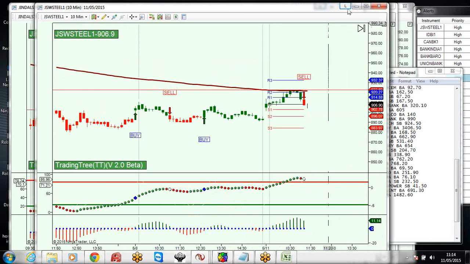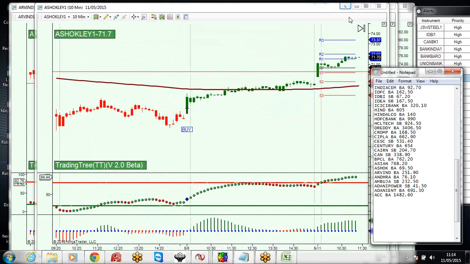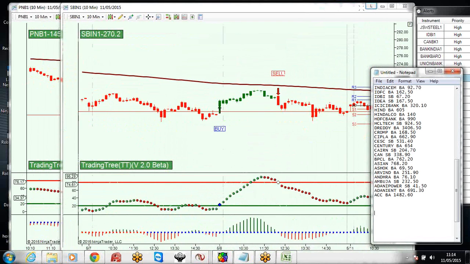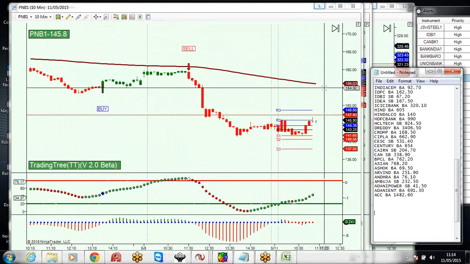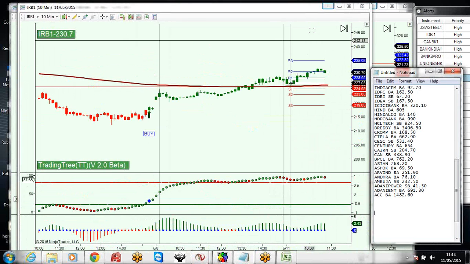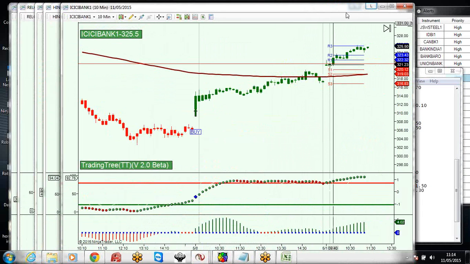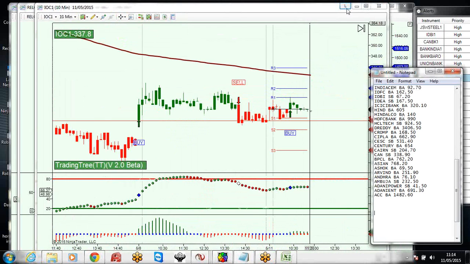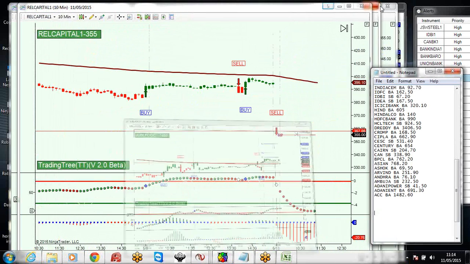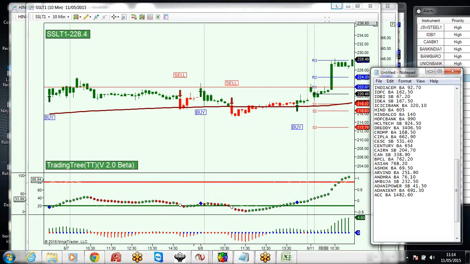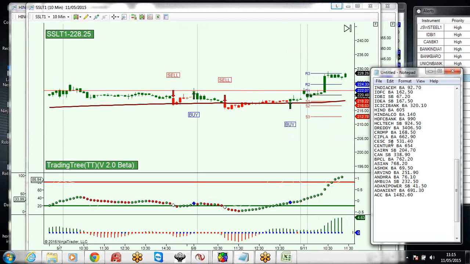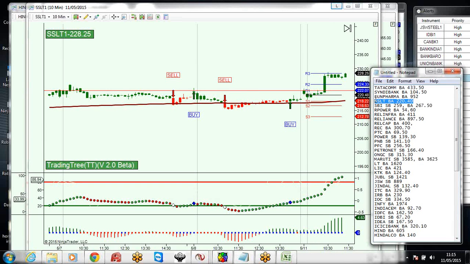So this call is triggered. SSLT, our buy price was 220.40. Now it is at 228.